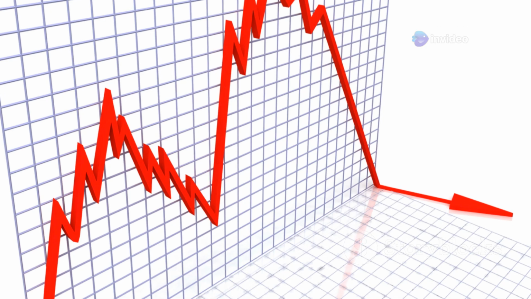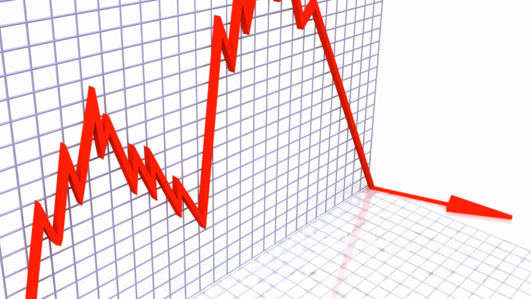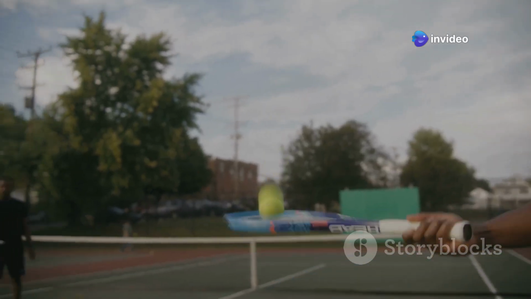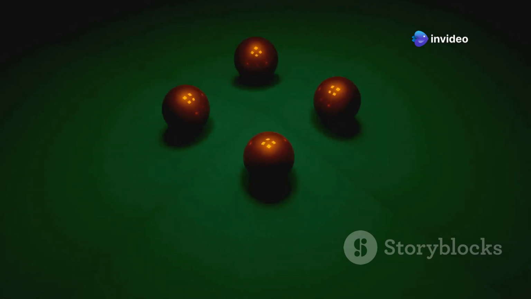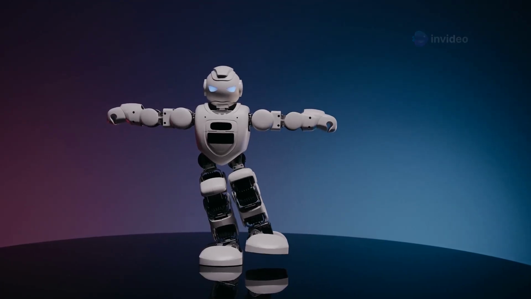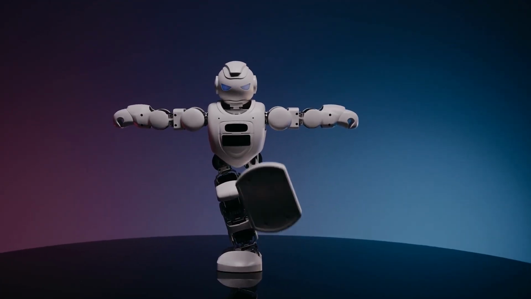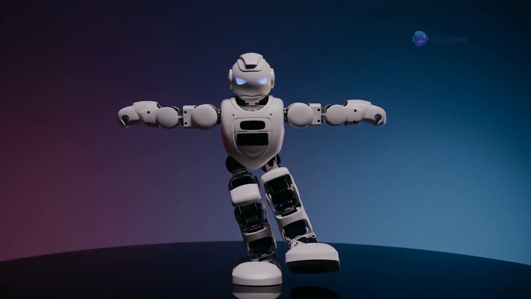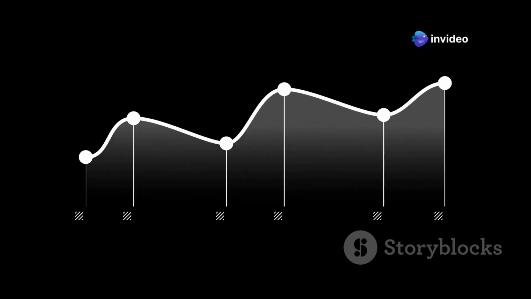Convergence analysis is like checking if our RL agent is settling on a good solution. We want to see if the agent's performance is stabilizing over time. Think of it like a ball rolling down a hill. At first, the ball bounces around unpredictably, but eventually it settles at the bottom. Similarly, we want our RL agent to converge to a stable policy, a set of actions that consistently lead to good outcomes. We can visualize convergence by plotting the agent's performance over time.